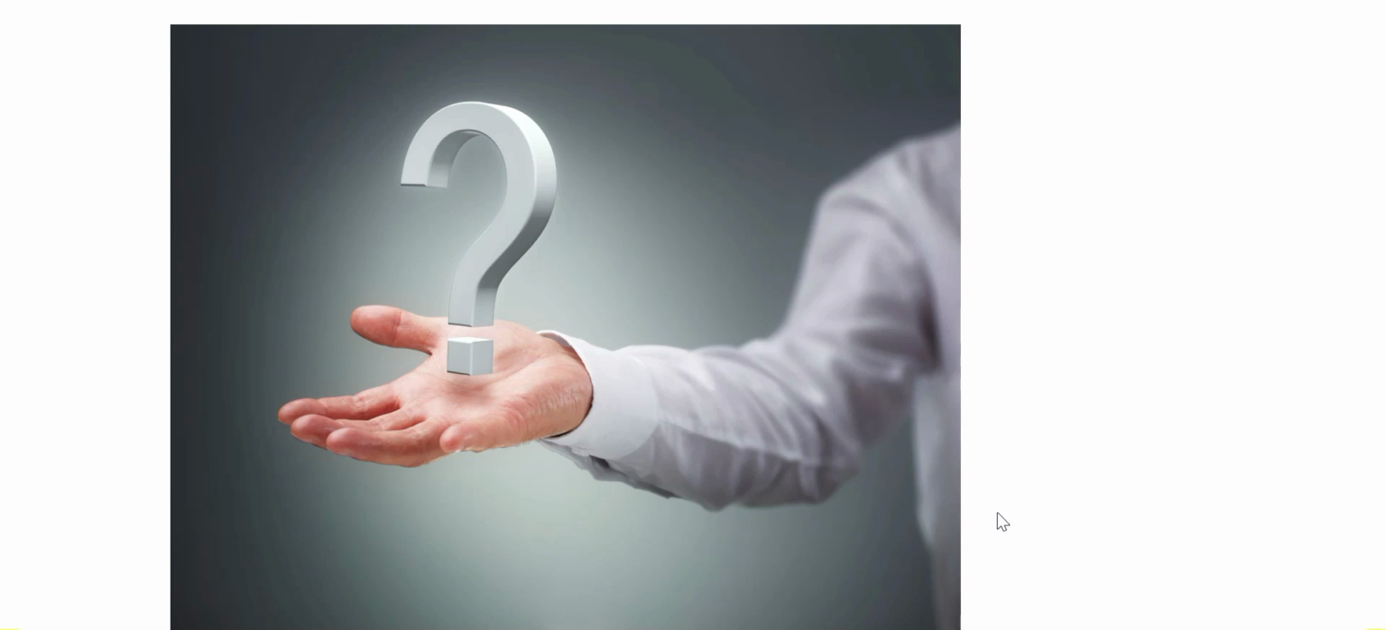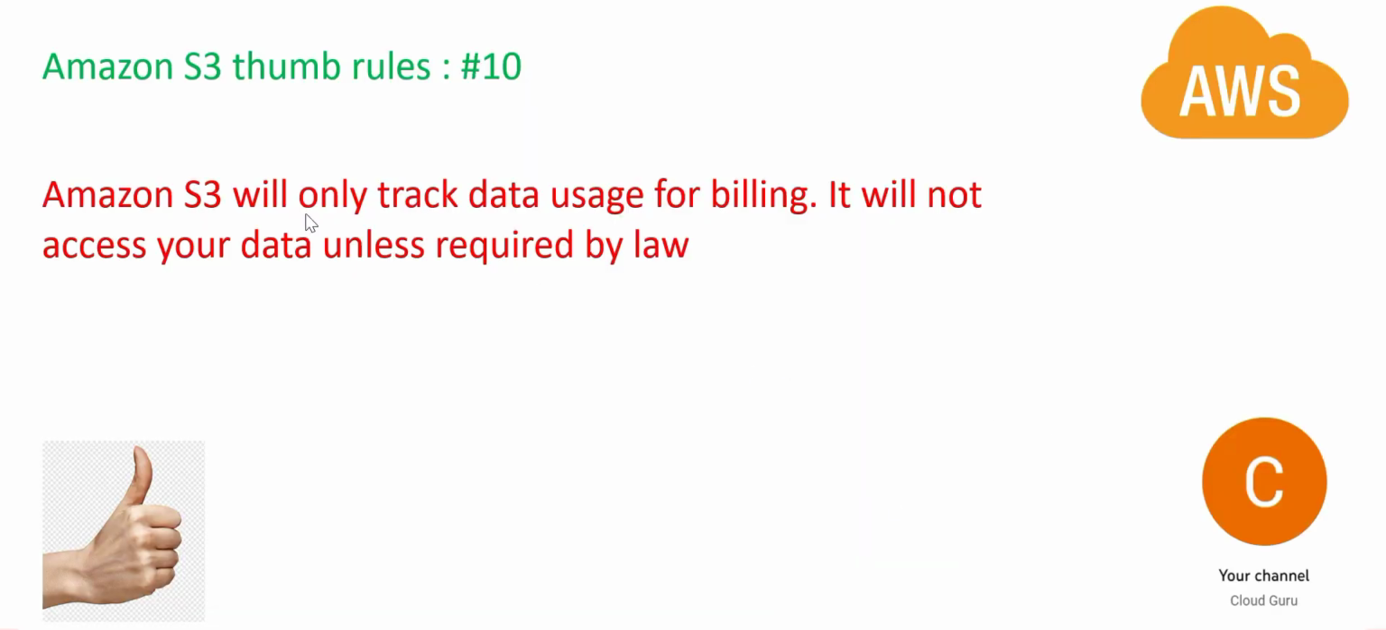Does AWS have access to view my data? It's my data, right? I don't want anybody to view it. Like Google Photos, I upload my photos. What if employees of Google are watching my pictures? See, anything you put on S3, Google or Amazon here, AWS, will only track the data usage for billing, just to charge you. That's all. They don't care what you are storing there.